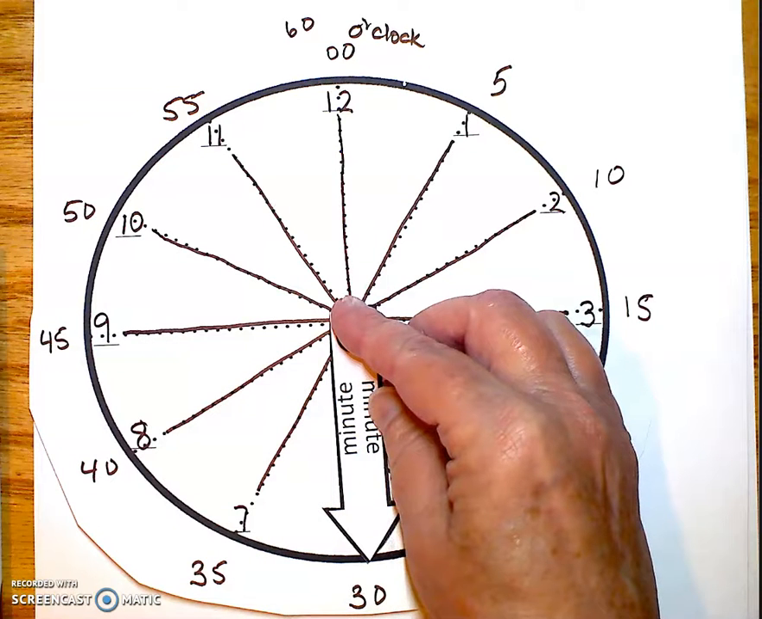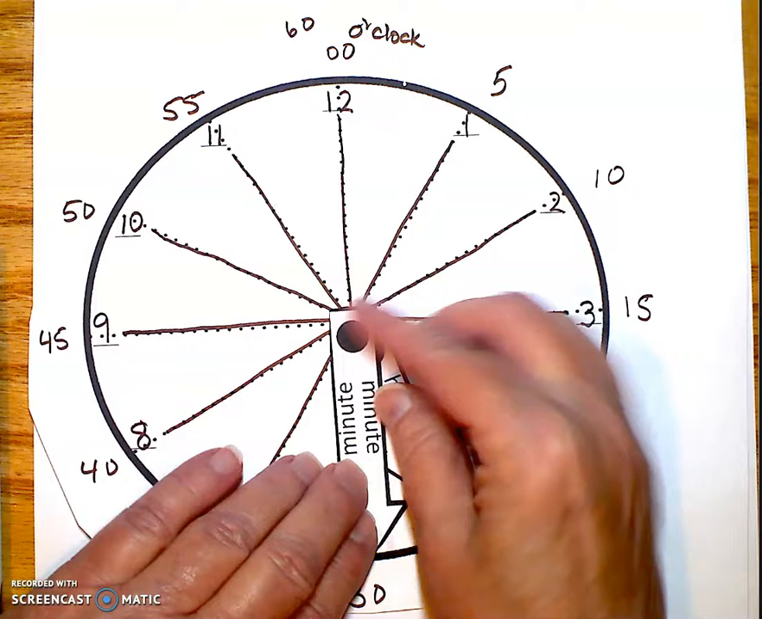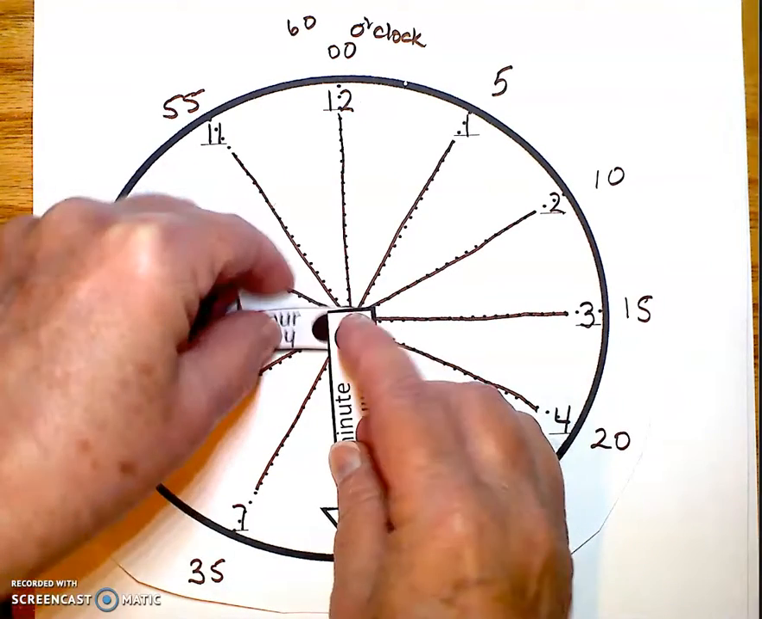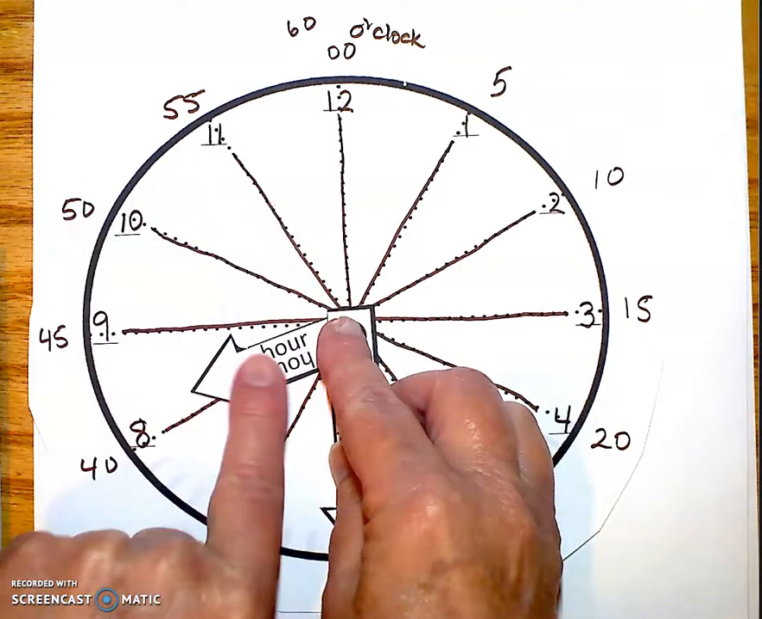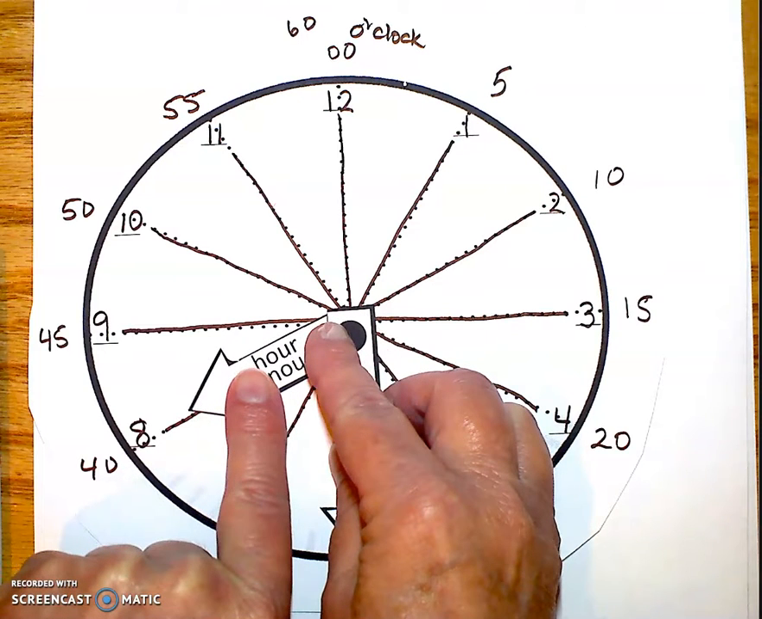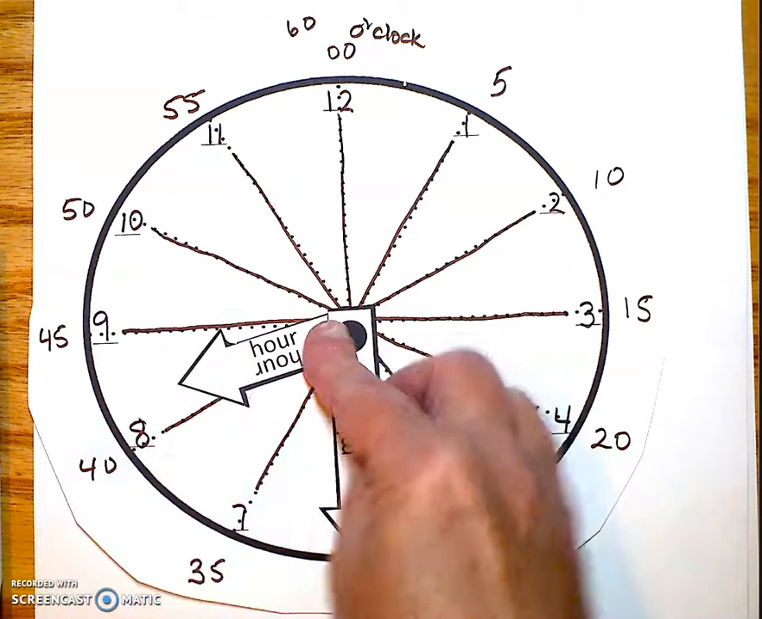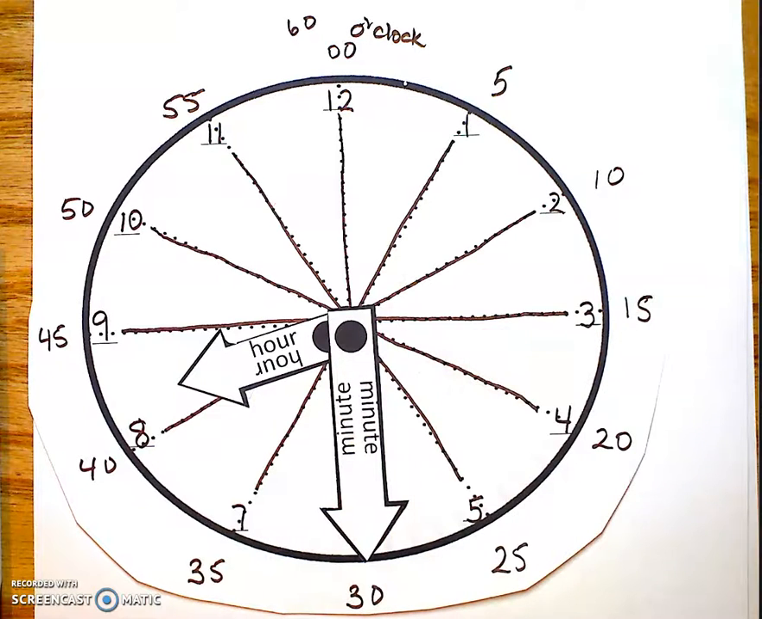Let's do another time. Let's do 8:30. When the minute hand moves halfway around the clock, the hour hand also moves about halfway between the 8 and the 9, between the two numbers. And then we have 8:30.